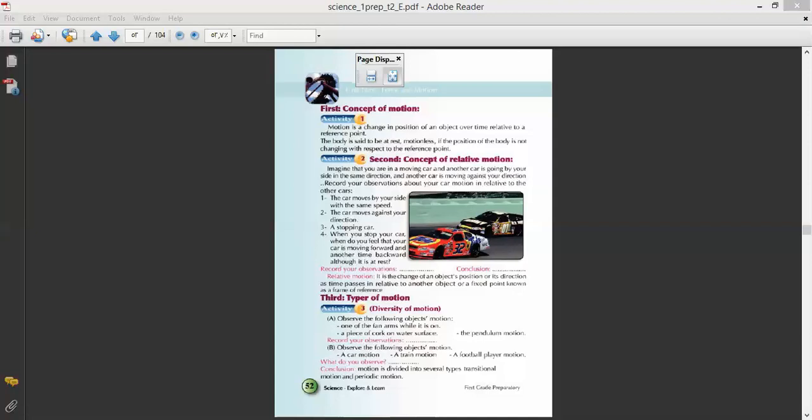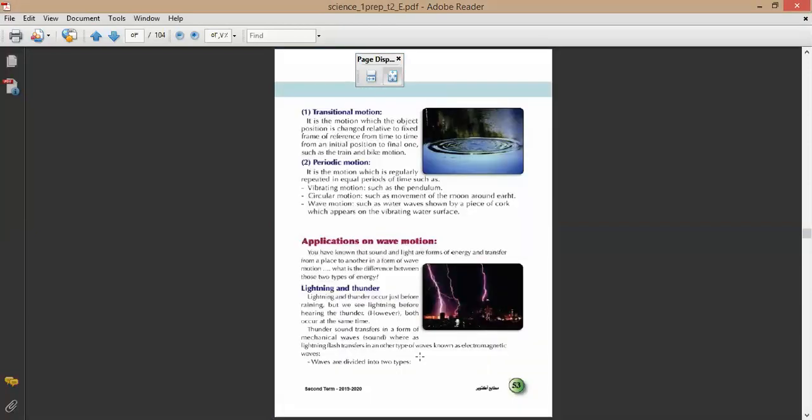Okay, let's see your book about these types. Transitional motion, this is transitional motion. We said periodic motion and its examples, wave motion, and circular motion are here also. Okay, application on wave motion.